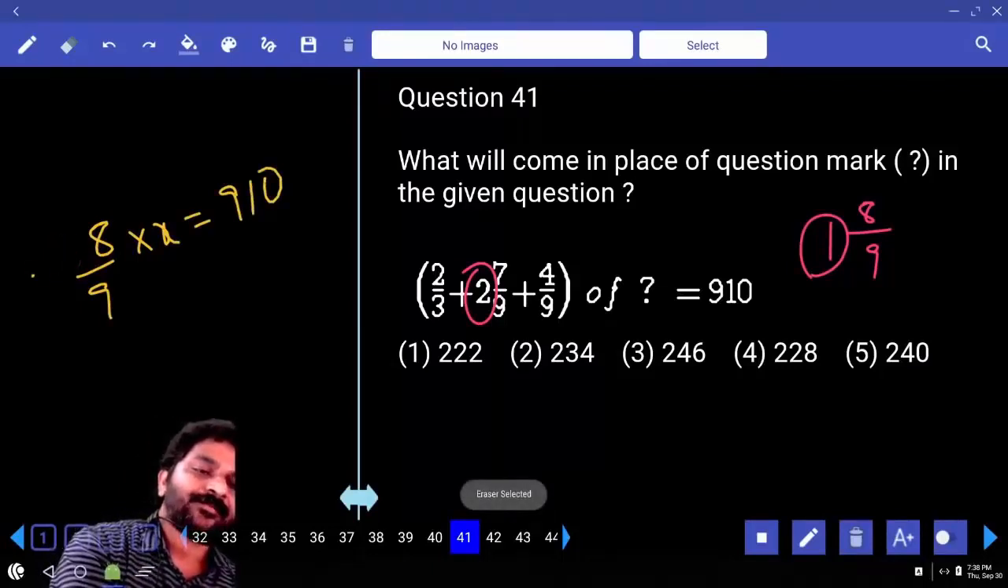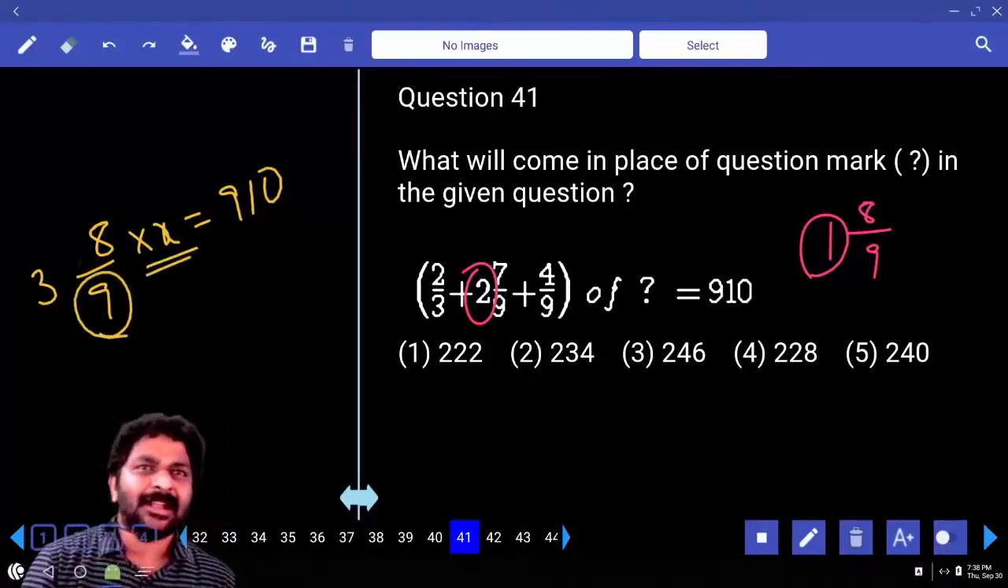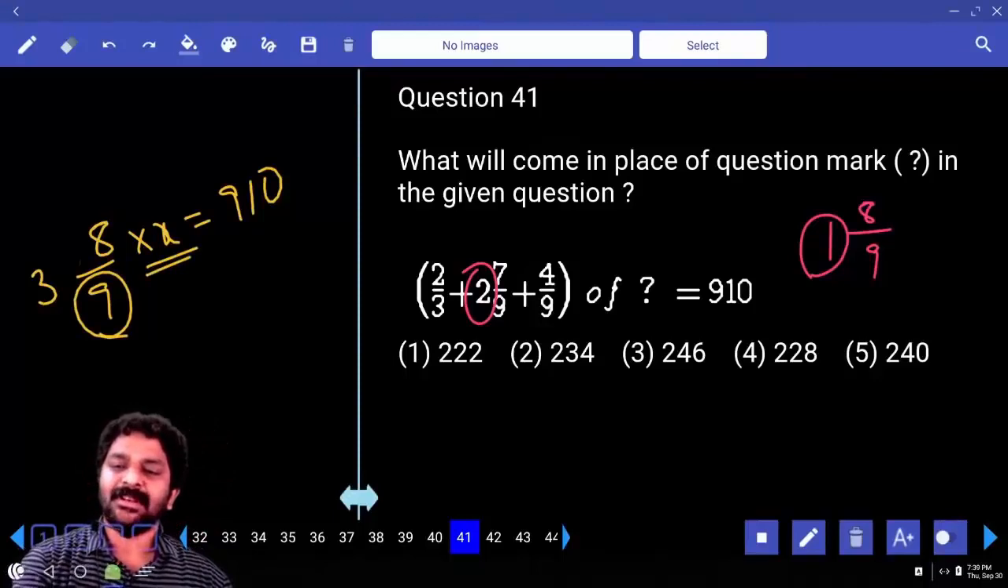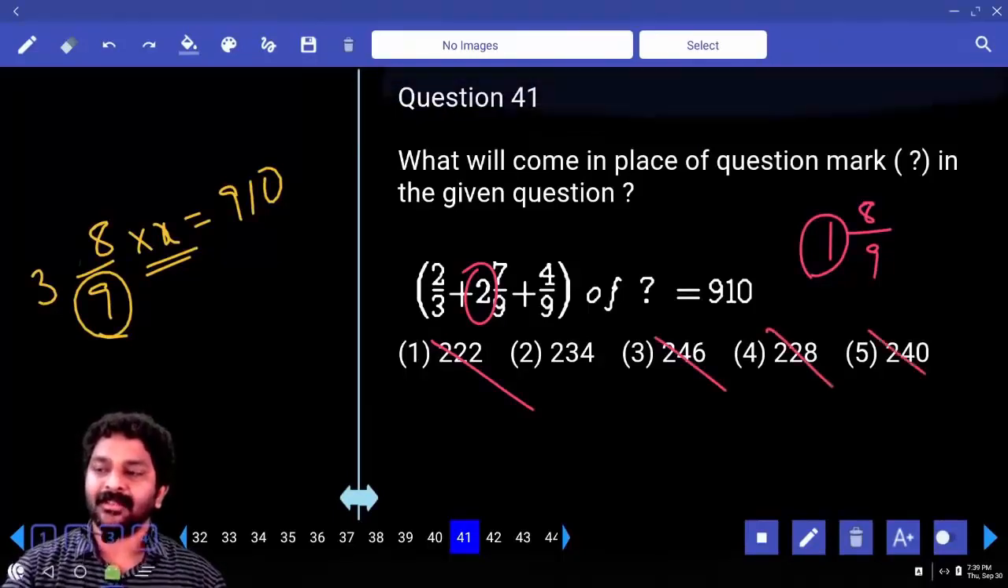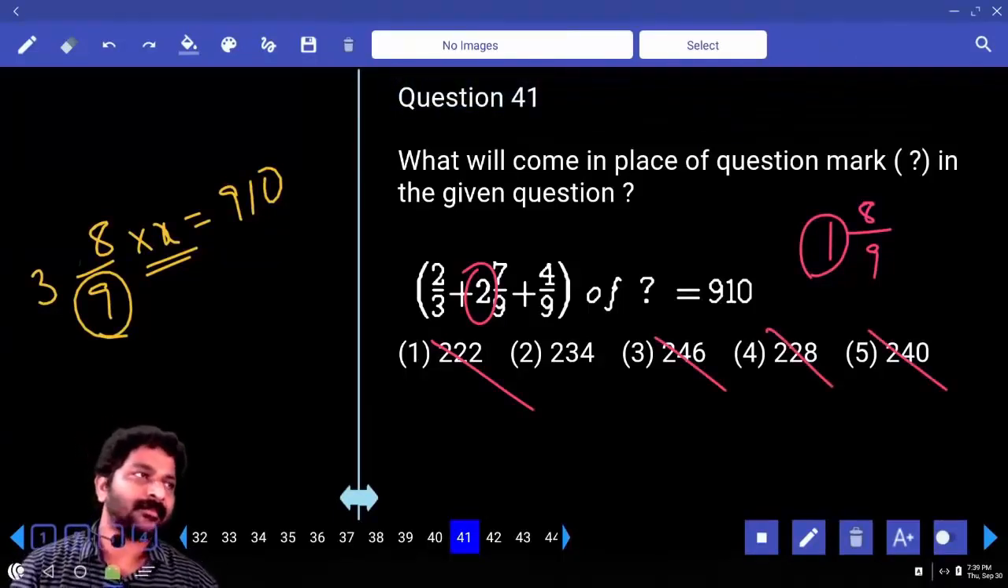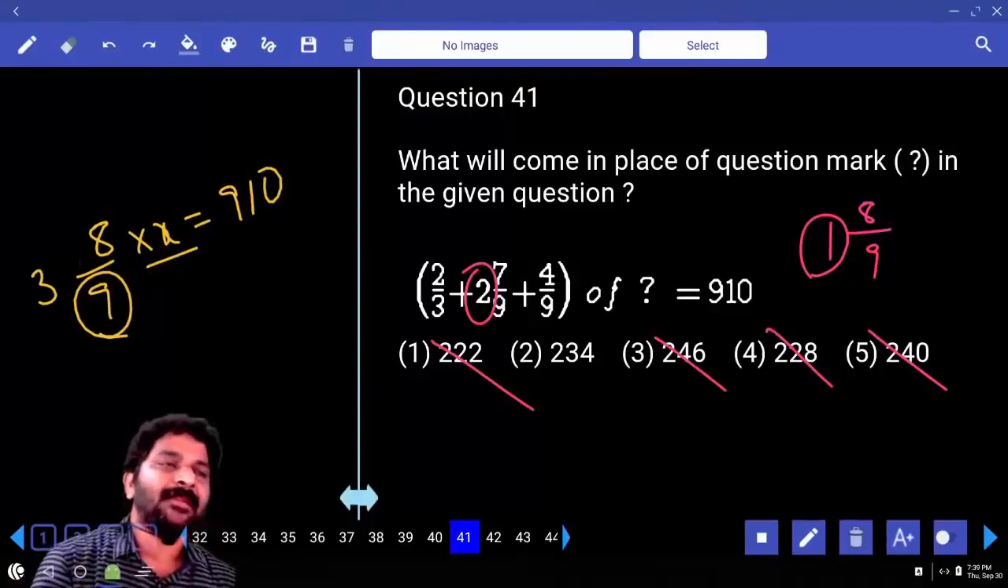So now, what is the denominator? Then x must be a 9 multiple, right? First option, second, third, fourth, fifth, done. Your denominator is 9. That means in the numerator you should have a 9 multiple. So x must be a 9 multiple. Is it okay? Now we have the mixed fraction 3, 8 by 9.